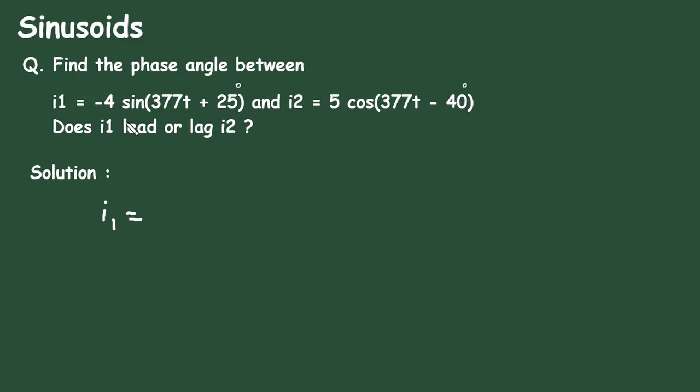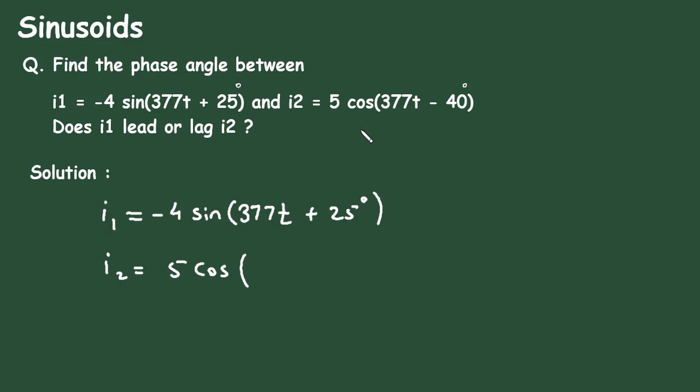I1 is equal to minus 4 sine 377t plus 25 degree, and I2 is equal to 5 cos 377t minus 40 degree.